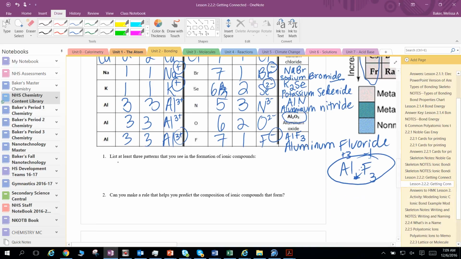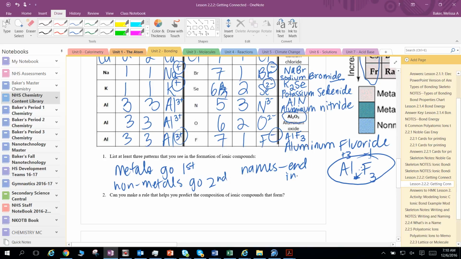There's lots of patterns here, like the metals are always written first in an ionic compound. The nonmetals always go second. Also, the names always end in "ide." And charges always add to 0.